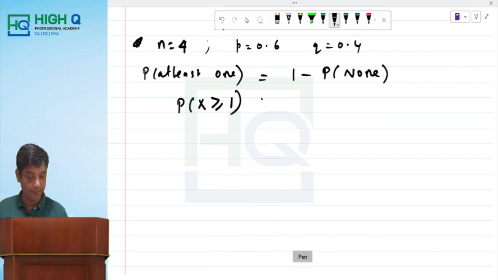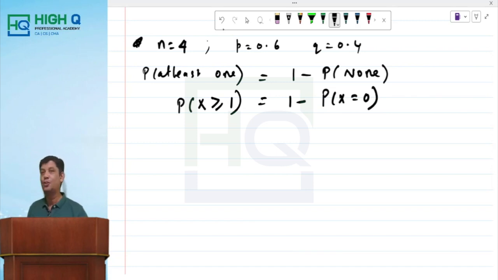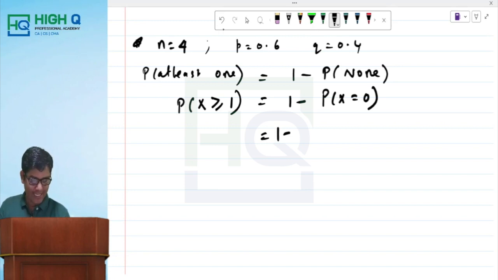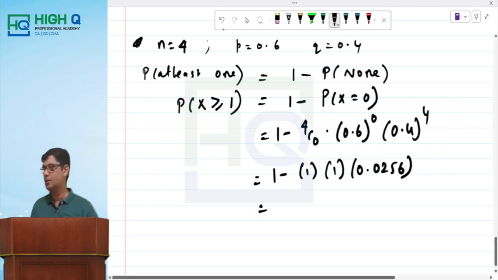Now look at this. Symbolically, how can I write? X is equal to 0. You understand? So henceforth, at least 1 means 1 minus the probability of X equal to 0. Okay. Now what will come? 1 minus nCx p power x q power n minus x. 4C0 is 1. This is also 1. What is 0.4 whole power 4? What is 1 minus 0.25?